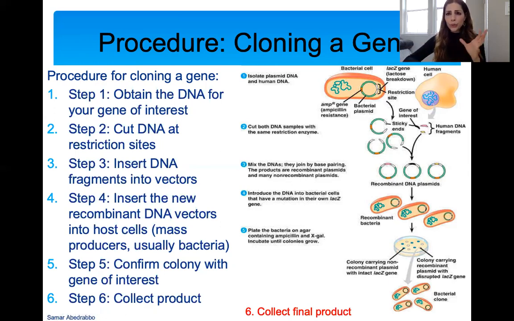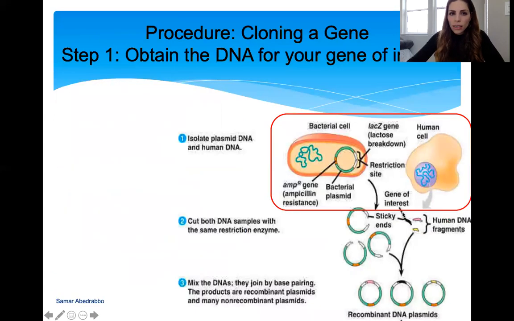So now you have your new recombinant DNA plasmids or vectors that you've made, and now you want to insert them into the host cell. And then once you have them in a host cell, your bacteria, you want to make sure the bacteria actually took in that recombinant DNA. So you do a few experiments to make sure they actually have it, and then you can collect your final product.